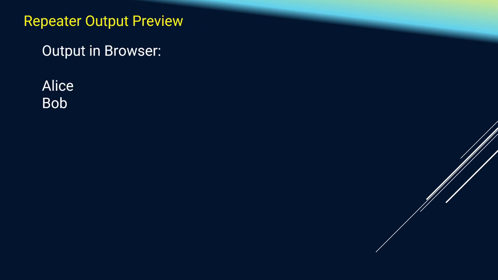When you run the project, the output will look like this. Alice, Bob. Simple text with line breaks based on the layout we defined in the ItemTemplate.